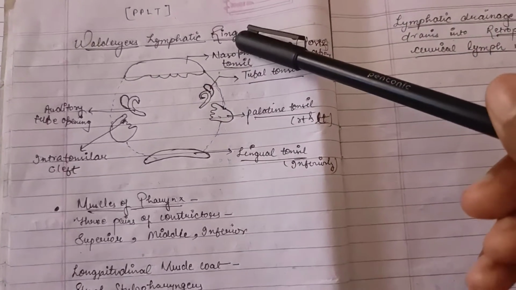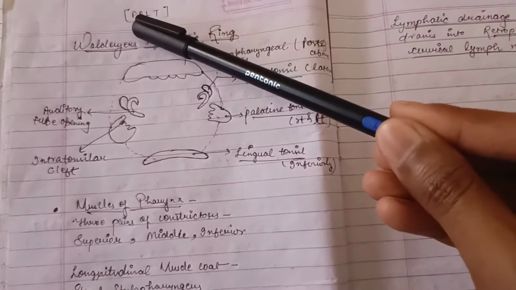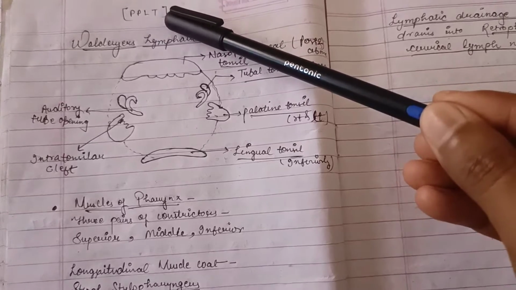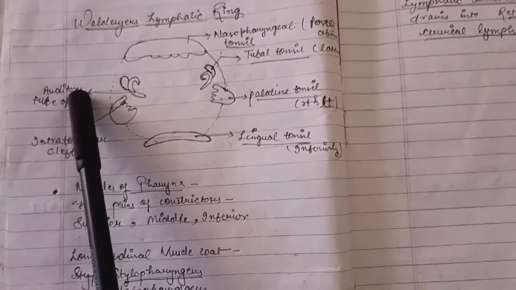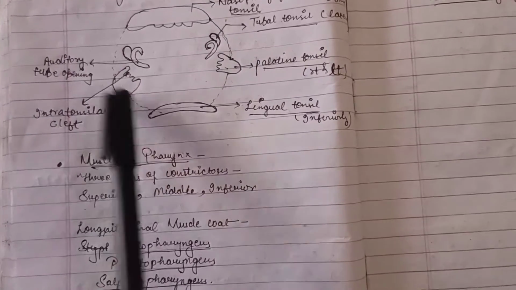For the learning process, there is PPLT: pharyngeal, palatine, lingual, and tubal tonsil. And there are some extra structures like the auditory tube opening and the intratonsillar cleft between the tonsils.